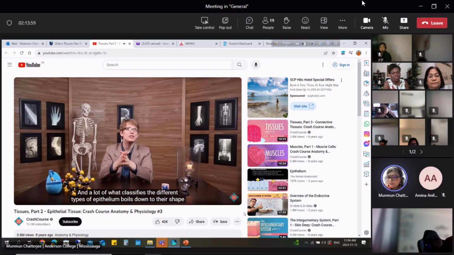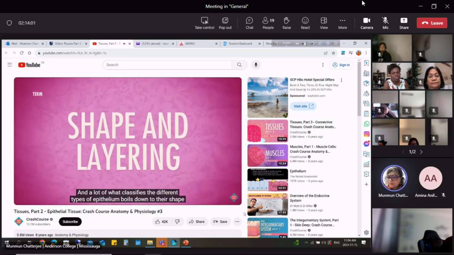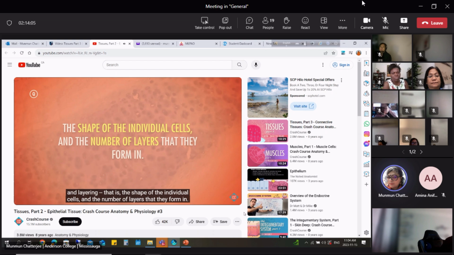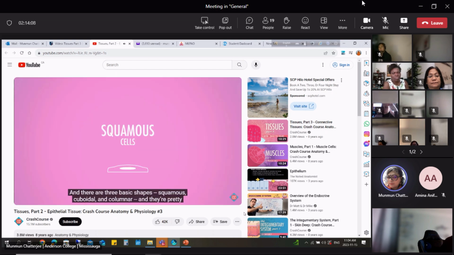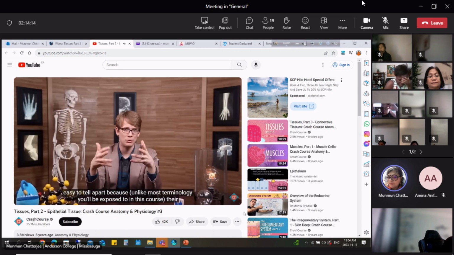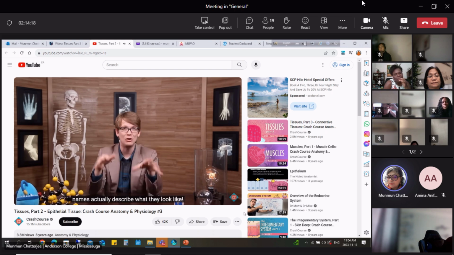And a lot of what classifies the different types of epithelium boils down to their shape and layering. That is, the shape of the individual cells and the number of layers that they form in. And there are three basic shapes: squamous, cuboidal, and columnar. And they're pretty easy to tell apart because, unlike most terminology you'll be exposed to in this course, their names actually describe what they look like.